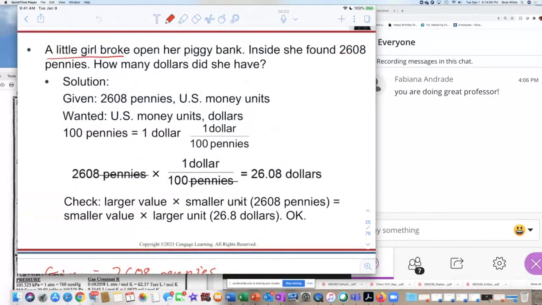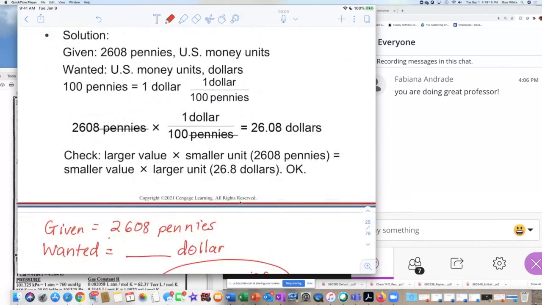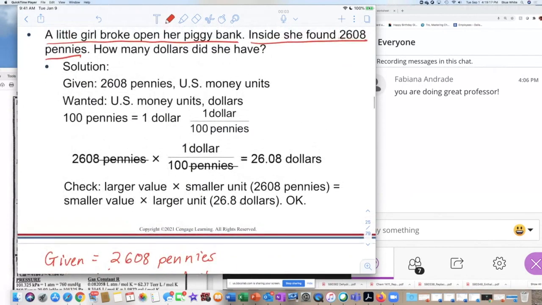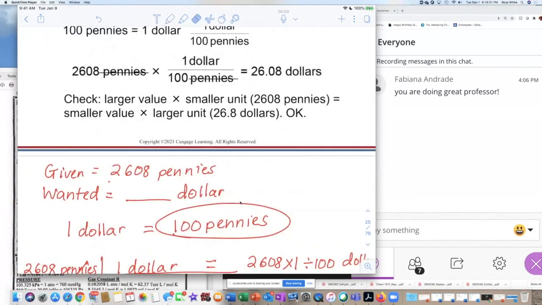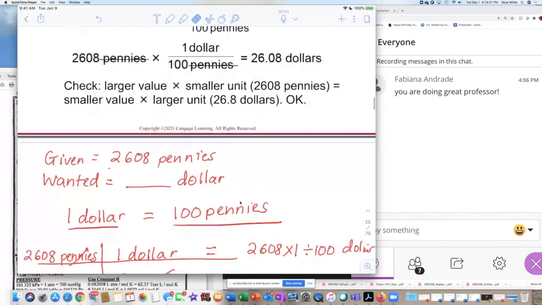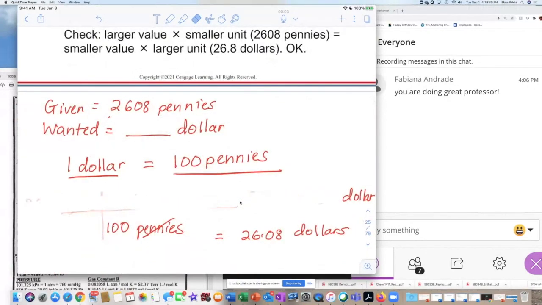We're told a little girl broke open her piggy bank. Inside, she found 2608, and that's written right here. So I'm going to rewrite it. Pennies. How many dollars did she have? So, let's see. With this one here, they want you to go from 2608 pennies to dollars. So you need to have the conversion factor, right? And the conversion factor here is $1 equals 100 pennies.